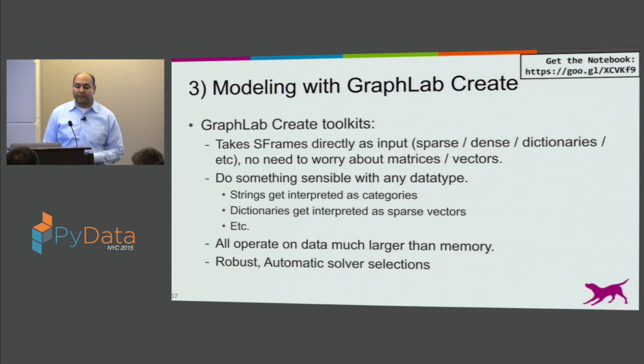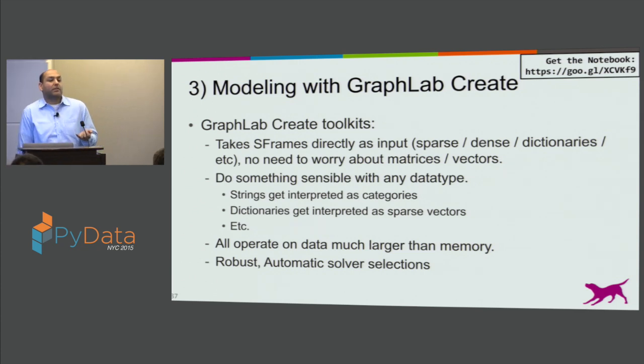And of course, everything is out of core, so you can work on data much larger than memory. And we, of course, think our system is robust. And we pick a solver for you. For more complex models, that makes a lot of sense. That's an important consideration. What's the solver? You can select a solver, but we'll pick one for you based on the shape of your data.